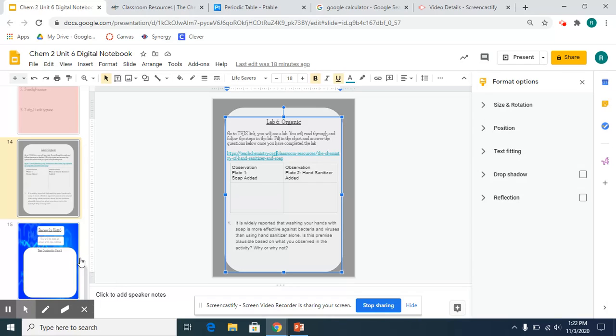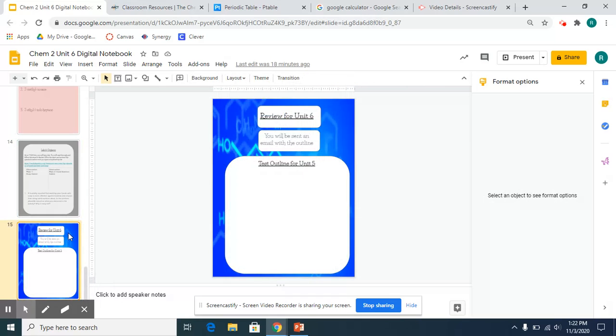Then the last slide, of course, is space for you to write down an outline for your test. I will send you an email with the outline for the test to help you prepare for it. I don't currently have the test written, which is why I don't put it up there, because I'm waiting to know exactly what will be on the test on that day to help you out. So if you have any questions, need extra help, need extra practice, anything like that, let me know and I will be happy to help you.